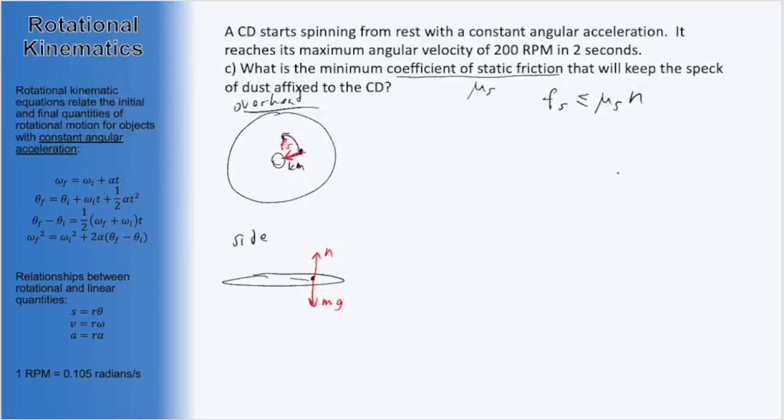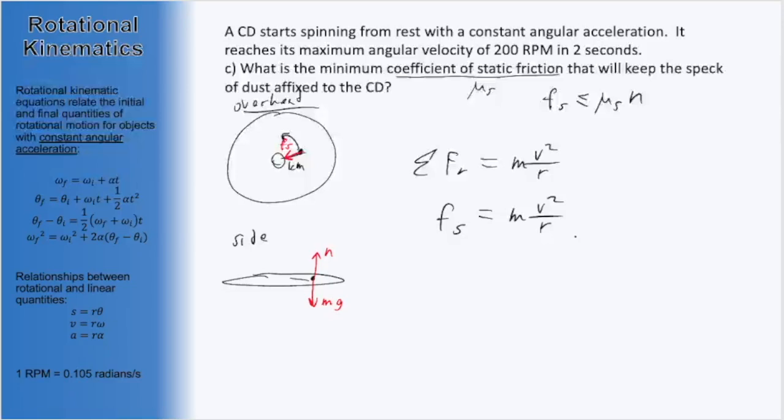Going back to our unit on uniform circular motion, if this speck of dust is in fact going in a circle, we know that the sum of all the radial forces has to equal mass times velocity squared over the radius. Thanks to our force diagrams here, it looks like the only radial force inwards is the force of static friction. So that tells us that whatever the force of static friction is, it must be equal to mv squared over the radius.